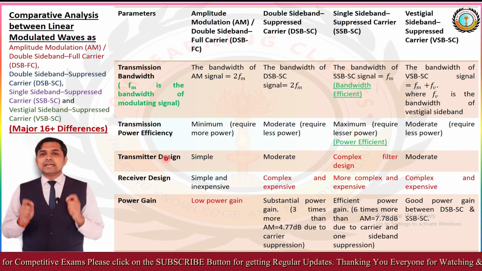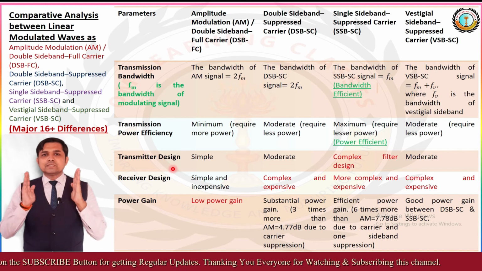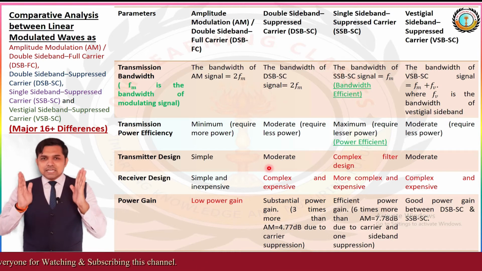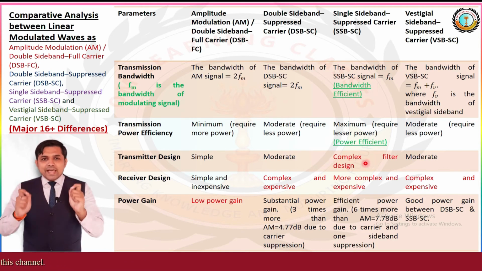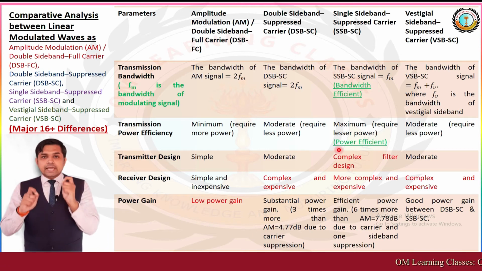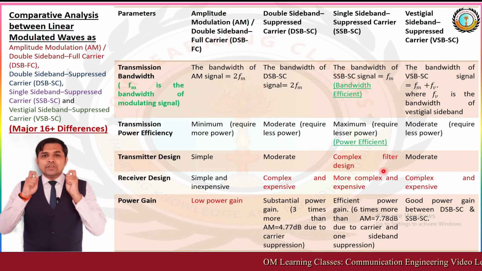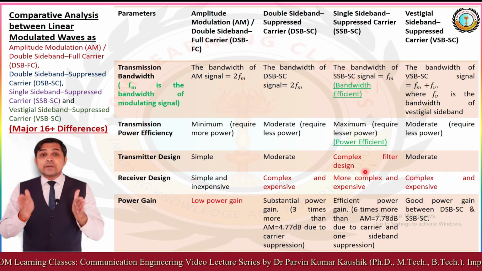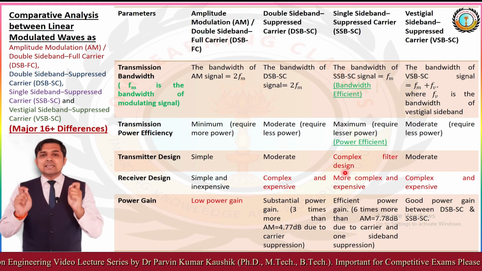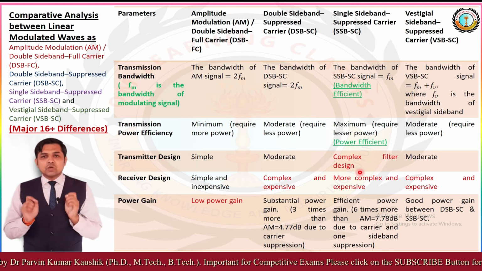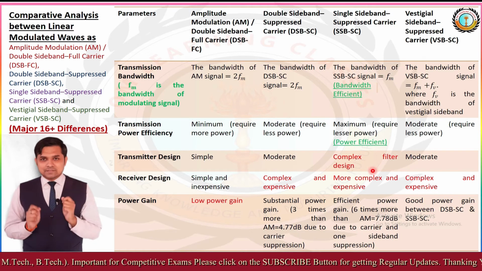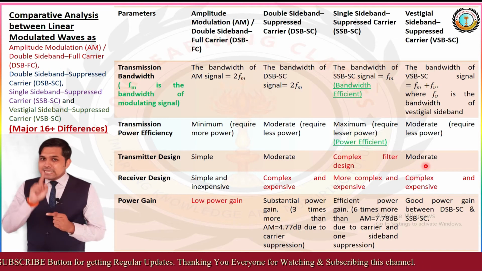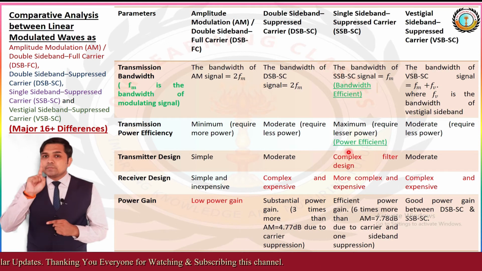Now we have another factor, that is transmitter design. We have a simple transmitter design in DSB full carrier. We have a moderate transmitter design in DSBSC. In SSBSC, there is a requirement of a complex filter design that has a sharp cutoff, very important. So the transmitter design is complex and requires a complex filter design. And in VSBSC, the transmitter design is moderate. So this is the important disadvantage of the SSBSC wave.